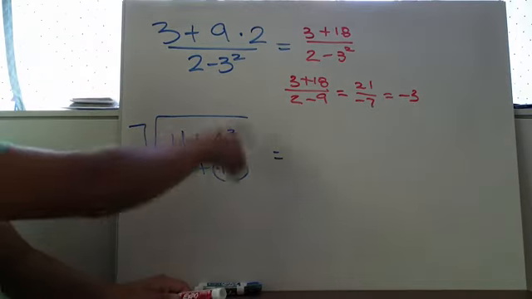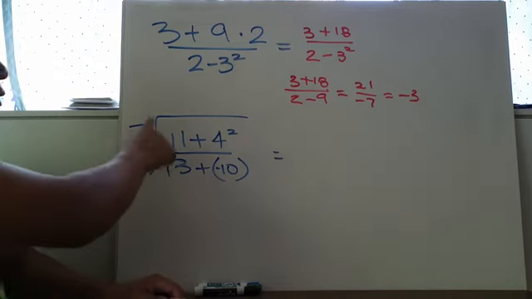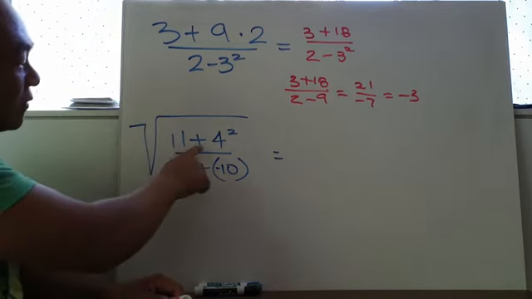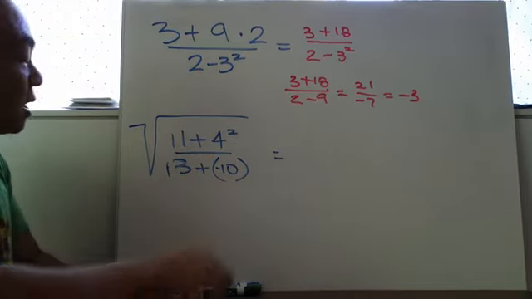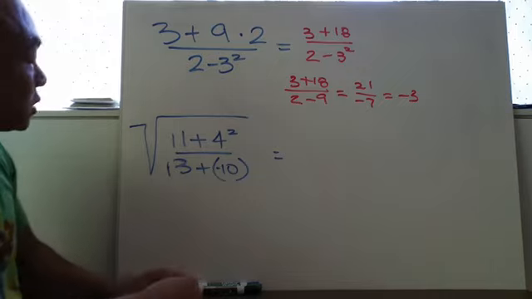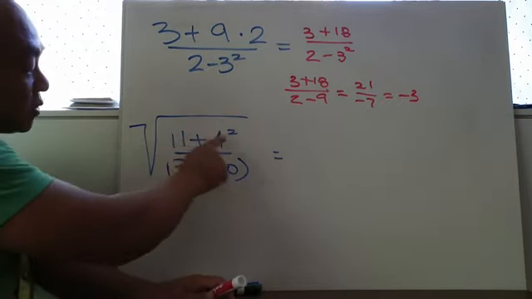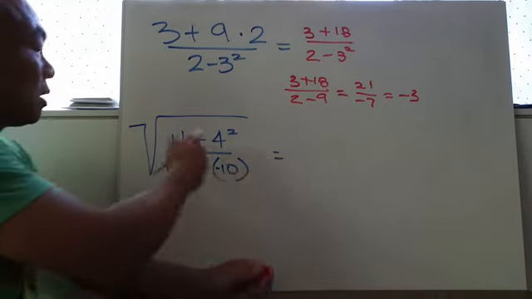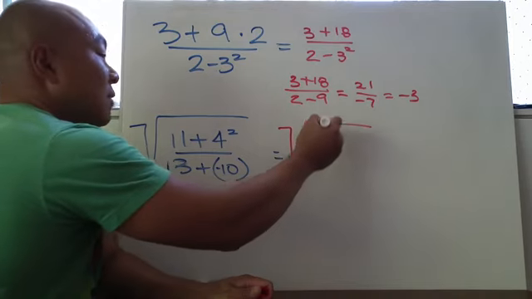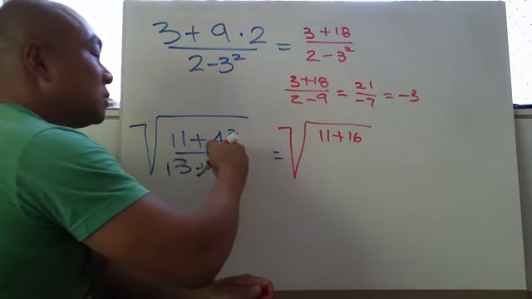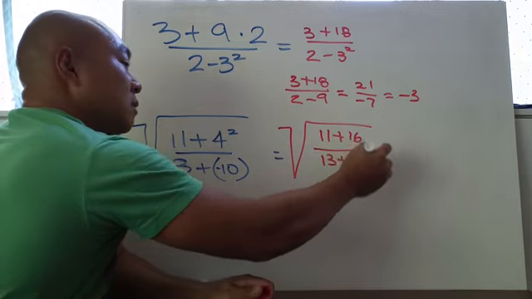Okay, now, this one is an entirely different type of problem. So here we have square root. We have on the top 11 plus 4 to the second power over 13 plus negative 10. And again, all of this is square root. So we're going to go ahead and tackle the things inside first. And just like what we did up here, we're going to tackle the first part and then tackle the second part. So here, within the square root, we now have 11 plus 16, because we have to do exponents right here. Then we have 13 plus negative 10.